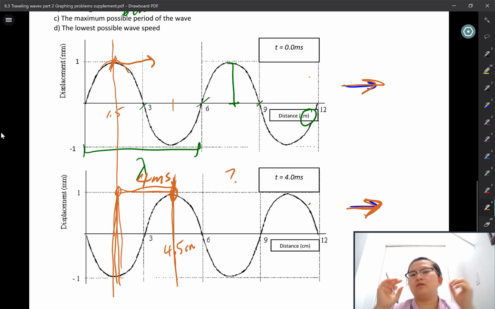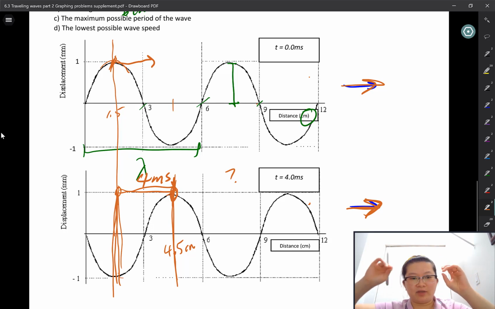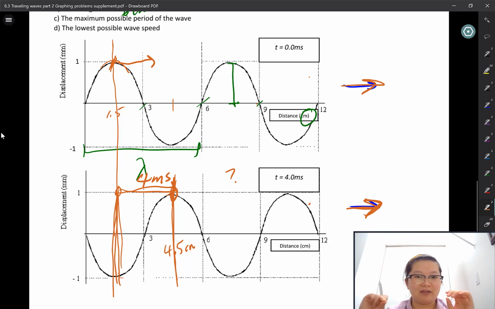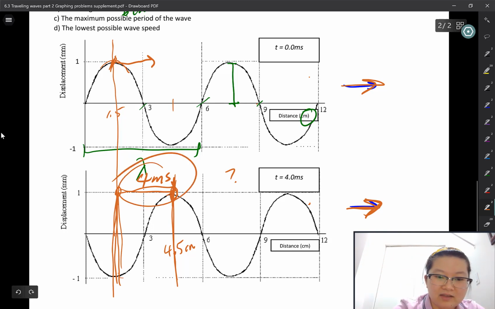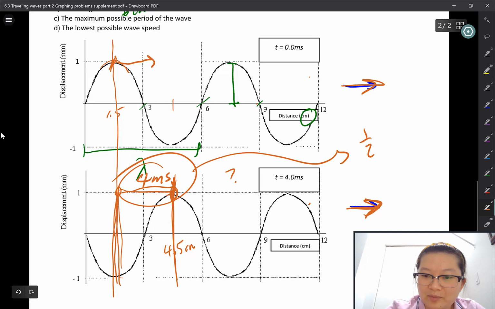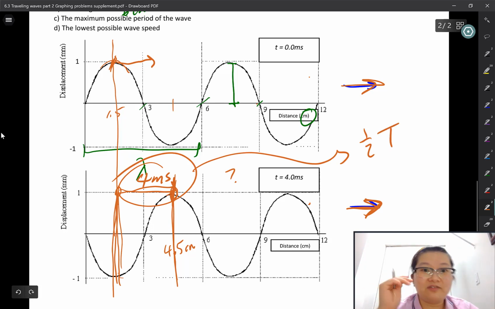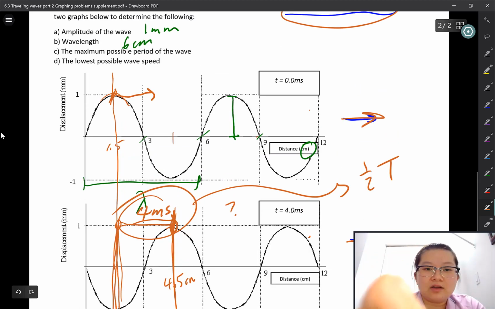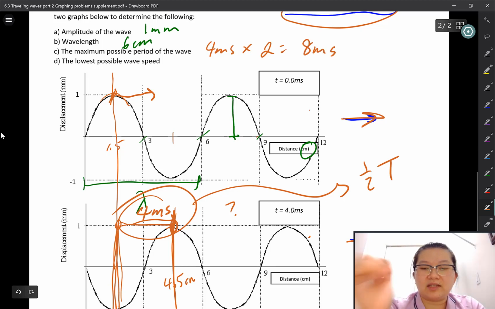Remember, we're associating the one period. A particle moving through one complete period is going to trace out one wave. This particle has only moved through half of a period. So it's only gone from the top and moved all the way down. That's only half a period. So we know that this time here is only half of a period. To get the full period, it's going to be 4 milliseconds doubled, giving us a total of 8 milliseconds.